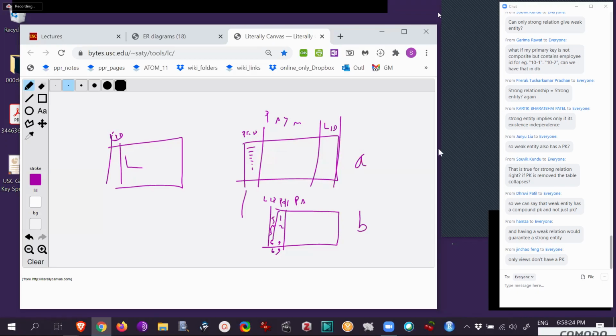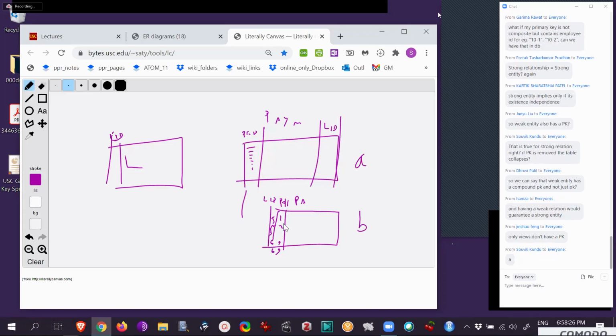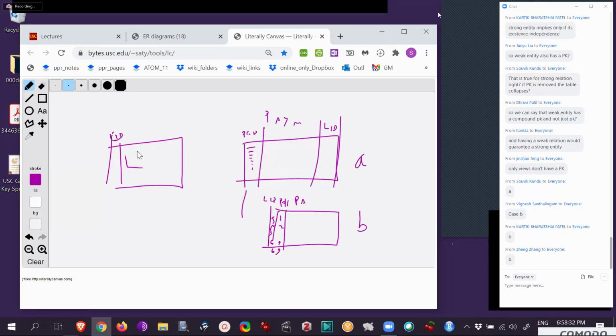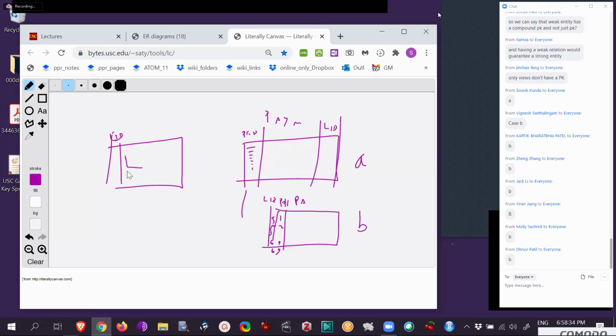Which of these cases makes payment a weak entity? So weak entity means two things. You cannot have a payment without a loan. And also the primary keys are tangled, right? Yeah, B, okay? So you got crowd voted out, okay?